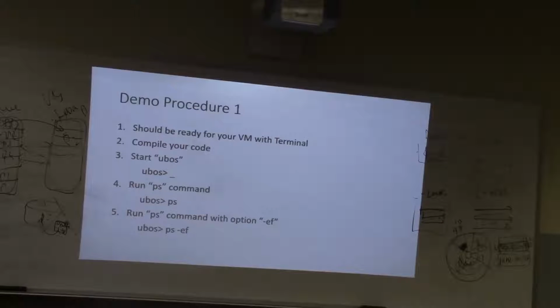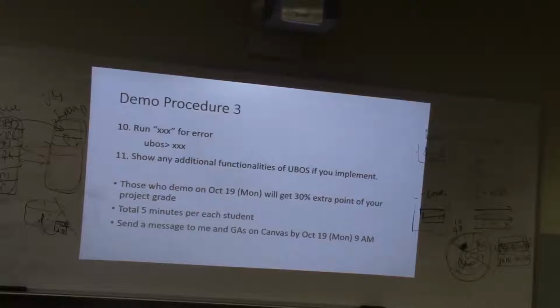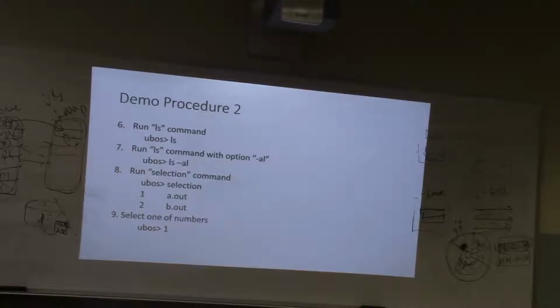So it's voluntary. Those who want to demonstrate in the classroom, let me know using a Canvas message, not email. If the number of students is more than 15, I'd like to host the first requests. Then a maximum of 30% extra points of your project A grading will be added to your project A grading. So, 5 minutes.